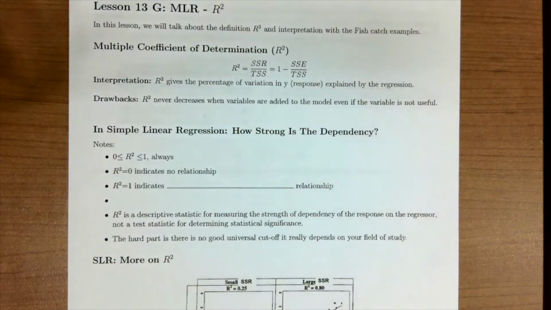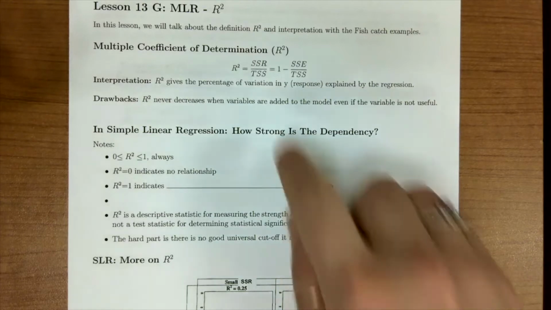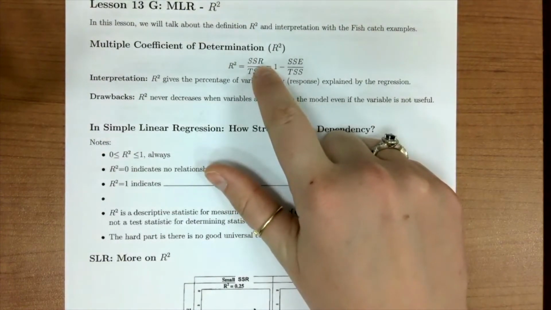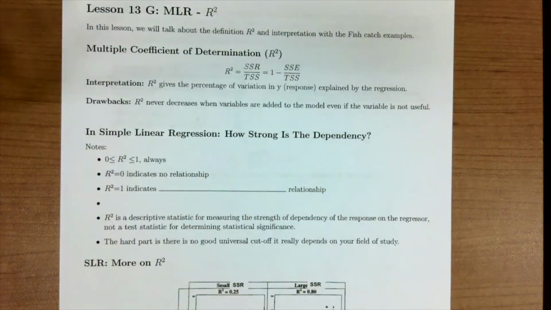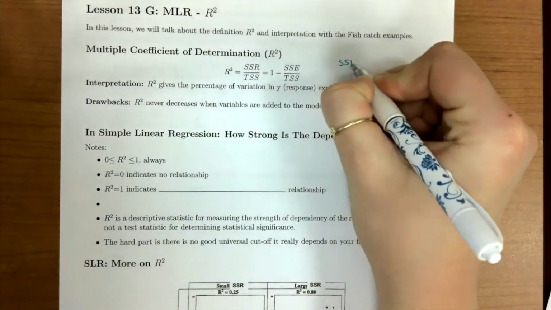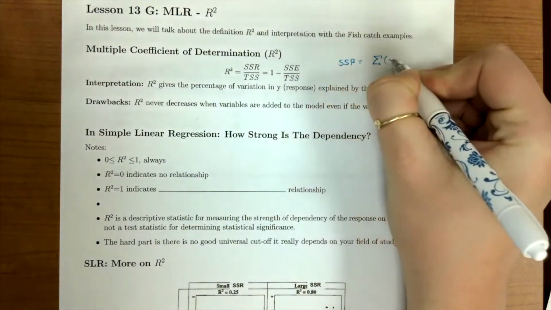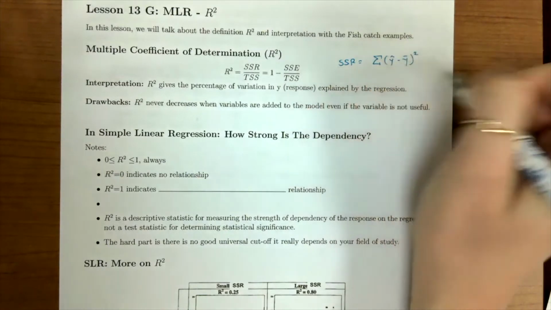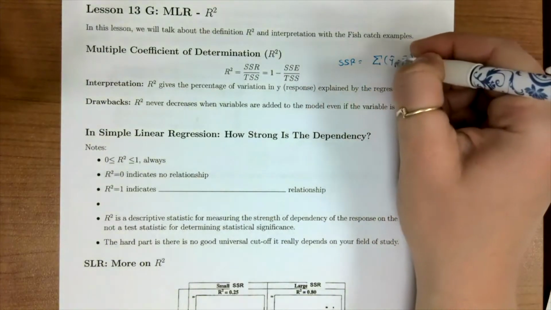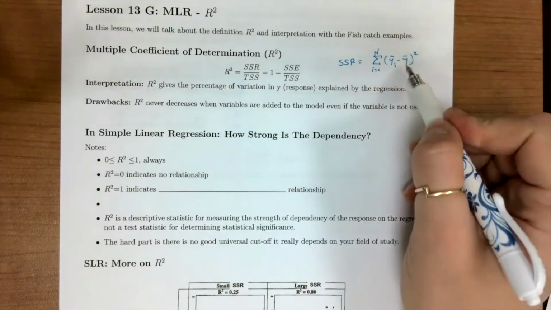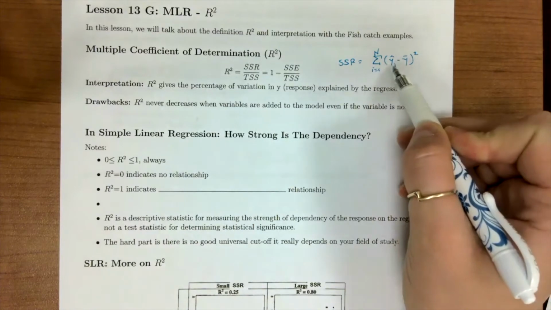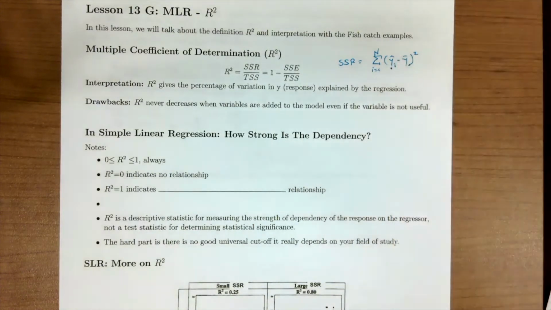The interpretation of R squared is that it gives us the percentage of variability in Y, our response, that is explained by our regression, or that's explained by our model. And that kind of makes sense because right here we have our SSR, which, if we remember from last video, is going to equal the sum of Y hat minus Y bar squared for each of the i's. So it's kind of telling us the difference between our model that we're predicting with and the overall mean.